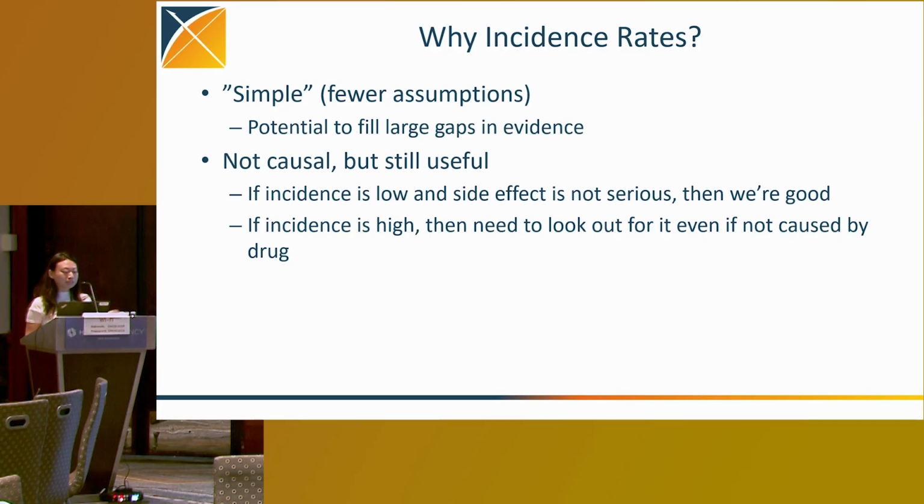So this is a simple example. Let's say we're interested in a drug and a side effect. Now, if the incidence of that side effect with that drug is low, then we're good. We probably don't need to worry about it anyway. Now, if the incidence is high, we probably still need to look out for this outcome, even if it's not caused by the drug. So regardless of whether it is causal or not, it's still providing us with some helpful information.